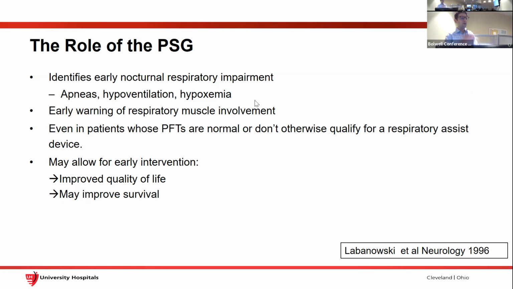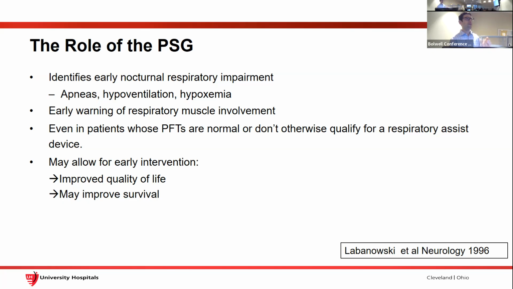All right. So what advantage or what can we gain from a PSG? So it can identify early nocturnal respiratory impairments, obviously the normal things, apnea, hypoventilation, hypoxemia, but early, right? So that's if it's only during REM sleep. You get a sense of early warning of respiratory muscle involvement, and we'll show some examples of what that will look like using the respiratory inductance plethysmography bands and flow signals. And then this is sort of a caveat, and you'll see that the group is advocating for that. Many groups are advocating for this.